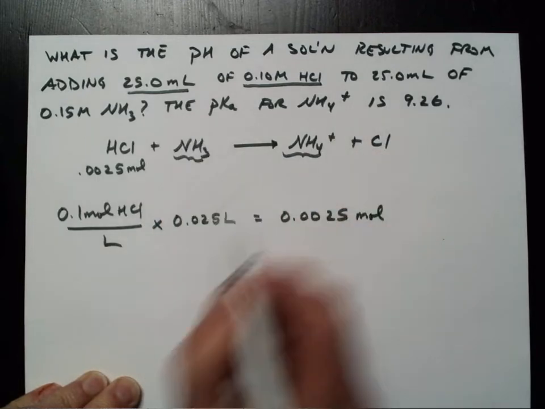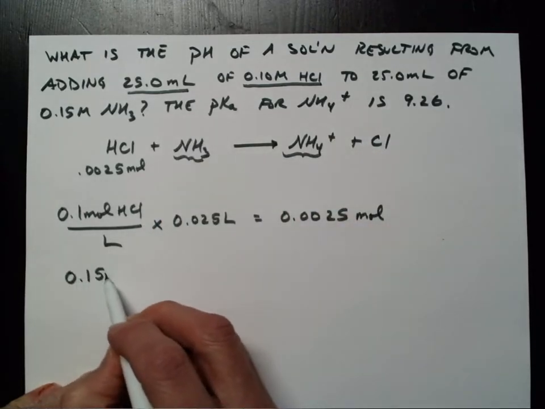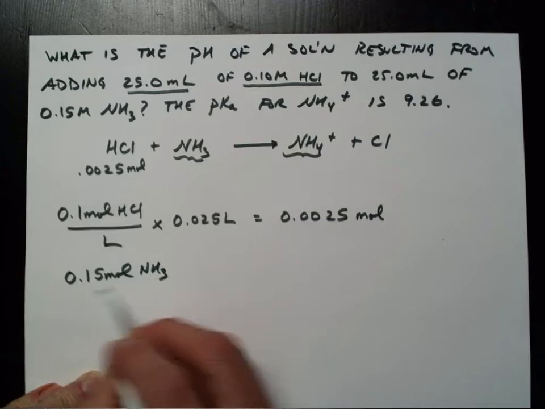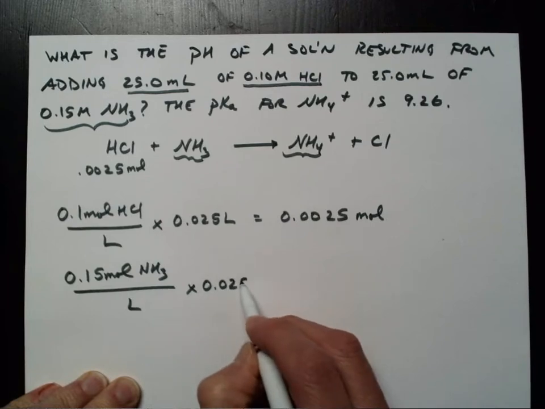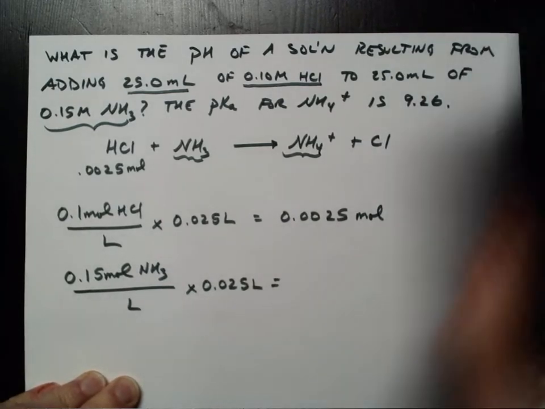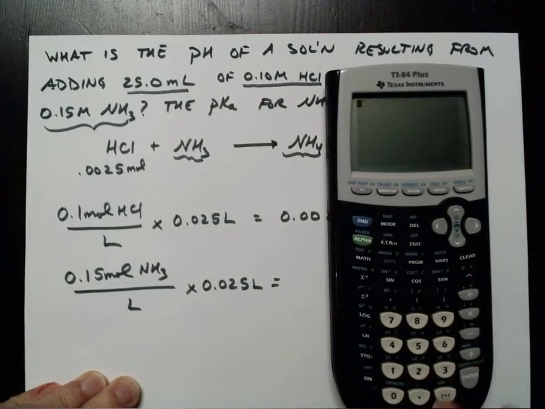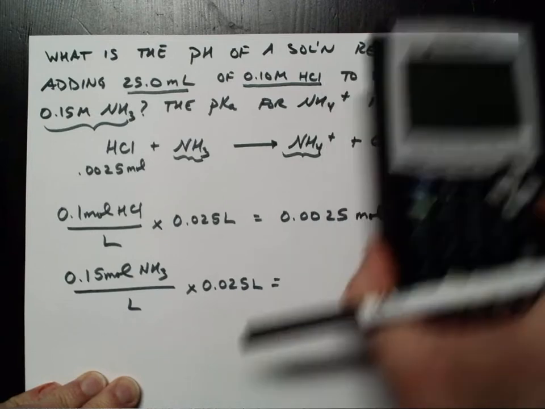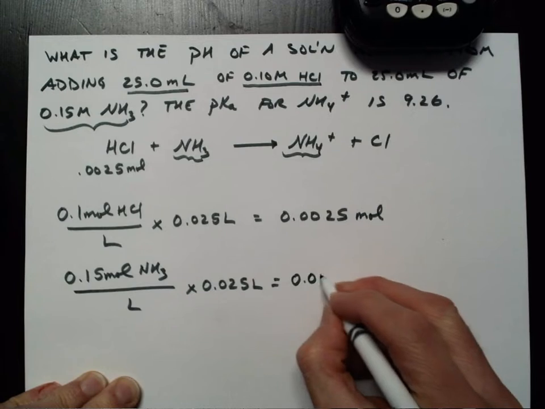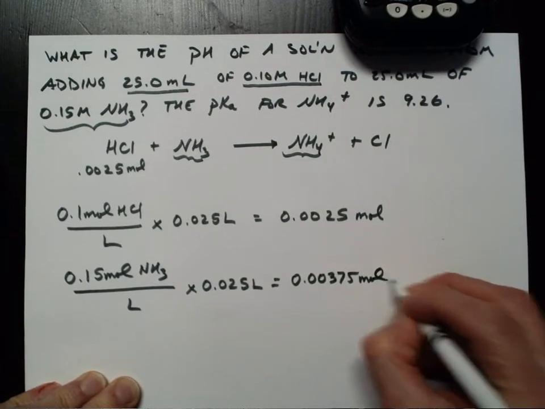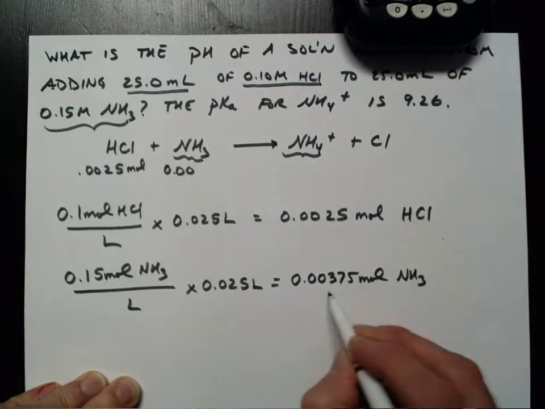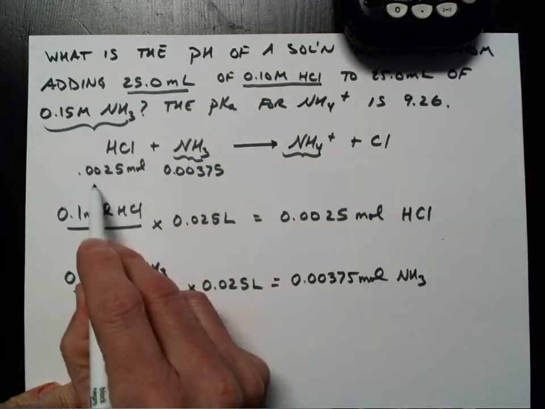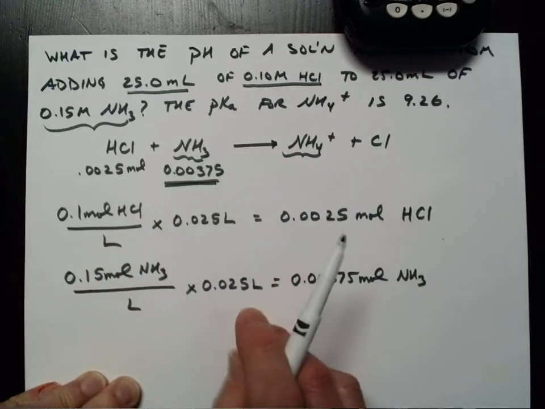All right, how much ammonia do I have? Well, I have 0.15 moles of ammonia per liter. That comes from here. And it looks like I'm using 25 mL of it, which is 0.025 liters. What's that come out to? That one I'm going to need a calculator for. 0.15 times 0.025, that's 0.00375. That's my moles of ammonia. This is moles HCl. So it looks like I have an excess of ammonia.